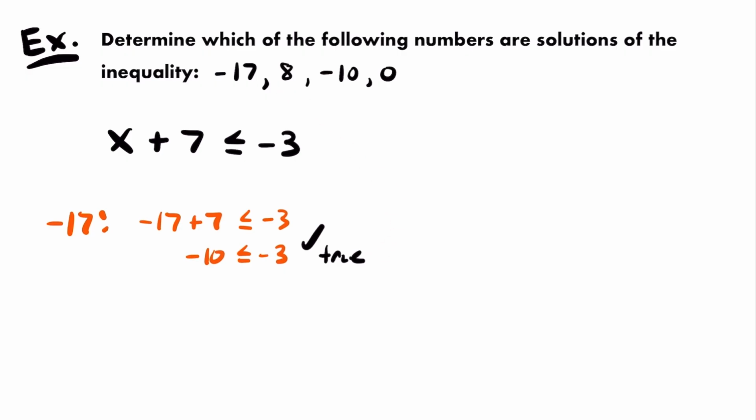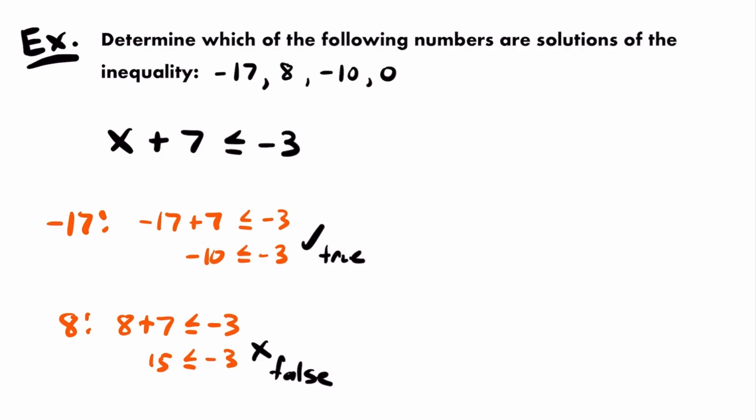Let's check 8. If we plug +8 into the inequality, we'll have 8 plus 7 is less than or equal to -3. Again, I'm just replacing this x with that value of 8, and 8 plus 7 is 15, so we have 15 less than or equal to negative 3, and that would not be a true statement, right? 15 is not less than or equal to negative 3. 15 is bigger than negative 3. So that is a false statement, which means 8 would not be included in the solution set for this inequality.